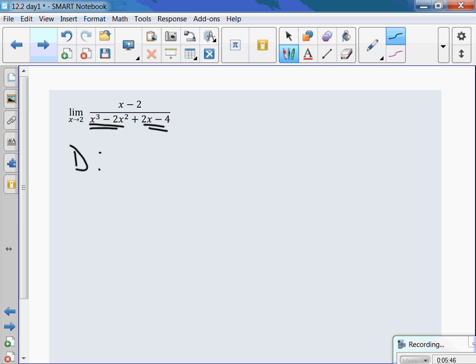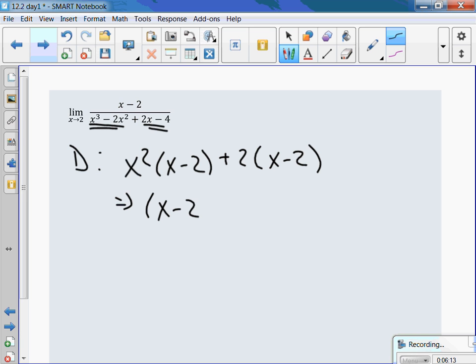Look at the first two, and then look at the last two. So what can I factor out from the first two? And Gil, what about the second pair? 2. Absolutely. So here we can see we do have that common factor now that we can pull on out, our x minus 2. Leaving behind what? x squared plus 2. So this is my denominator.